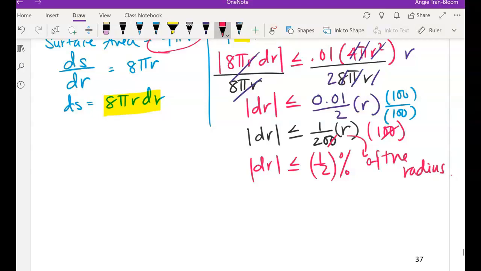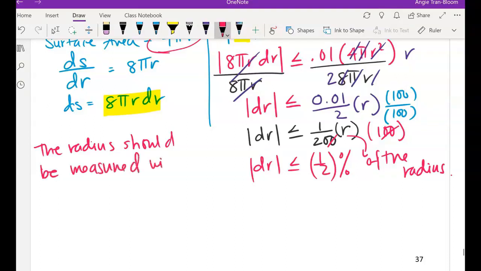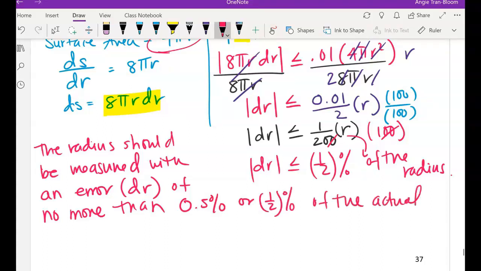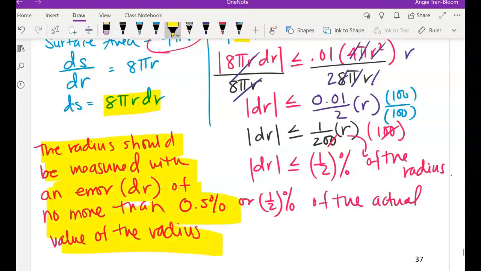Okay, so how do we spell all of that out? The radius should be measured with an error, which is, remember, dr, the radius should be measured with an error of no more than half of a percent, or you can even write 0.5%, or you can write half of a percent of the actual value of the radius. You can probably write a better interpretation than that, but that's pretty much what it's about.